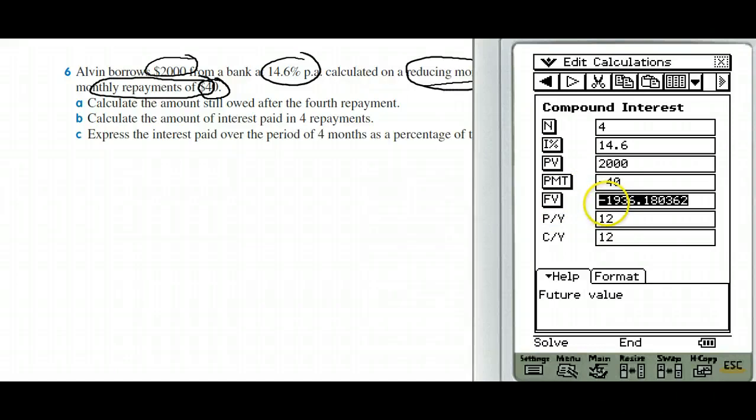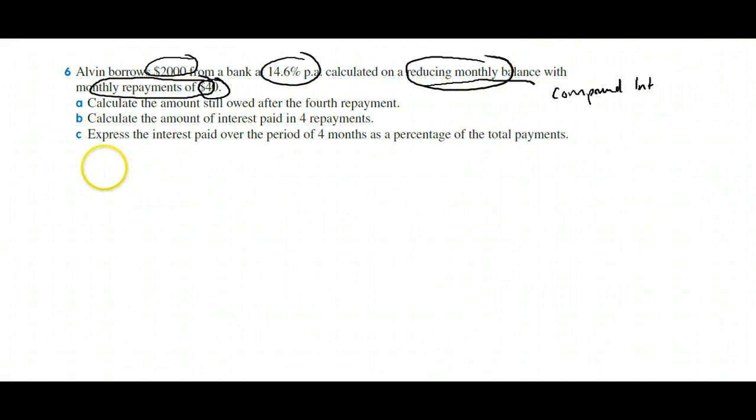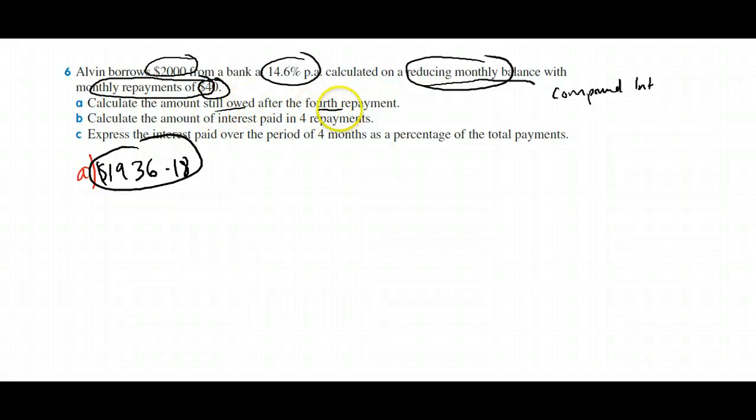And then when we calculate FV, we get this negative. We can ignore the negative as usual for future value. 1936.18. That's the future value after 4 installments, 4 payments of the original debt. It was 2,000, now it's down to 1936. So 1936 and 18 cents. That's the amount still owed after the 4th repayment.